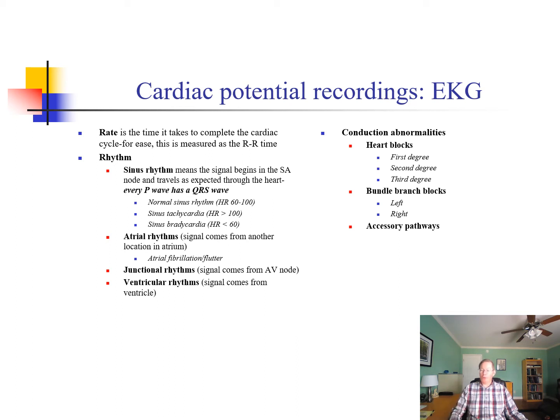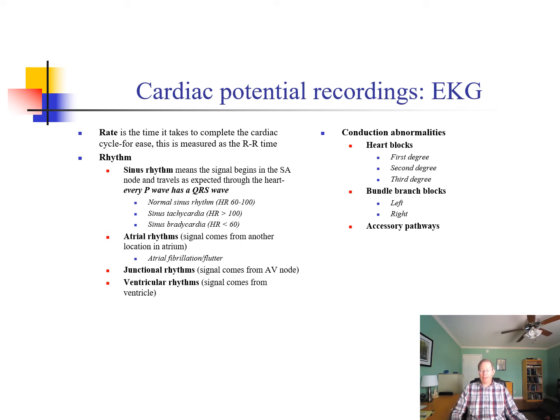There are other rhythms that can originate in the atria, but that do not originate in the SA node. These are atrial rhythms, and there are a lot of them. I'm going to talk about atrial fibrillation and flutter, but there are a number of other ones, and they are different from the sinus rhythms, as we'll see.